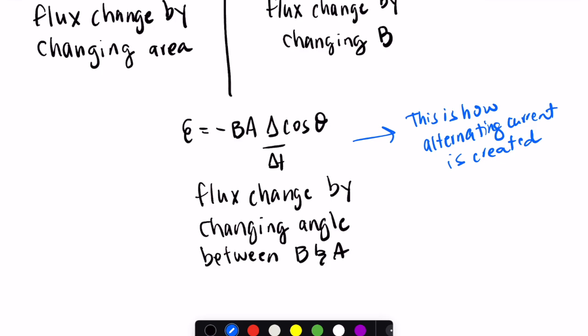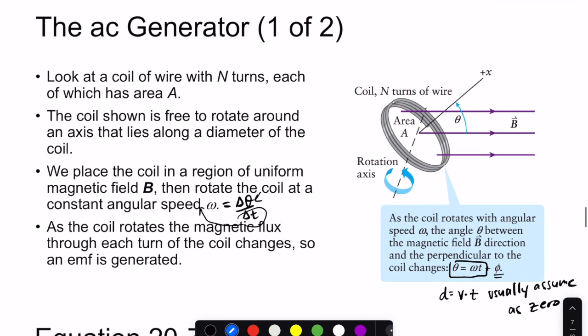We keep B constant, we keep the area constant, and we spin things around, right? We're spinning that loop around in the field, generating an EMF. And the faster we spin it, the more EMF we get. So let's take a look at that. This is called an AC generator. So that idea of just spinning a loop of wire in a constant magnetic field, we call this an AC generator, okay? So if we look at a coil of wire that has n number of turns and some constant area A, and we spin it around in a magnetic field, what we see is that the angle between B and A changes, right, with time.